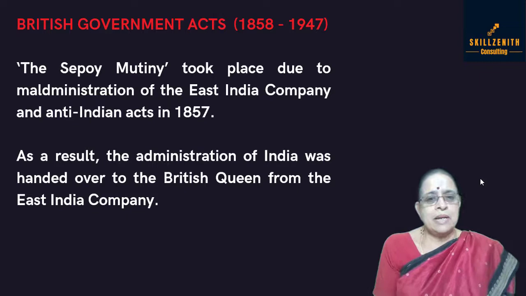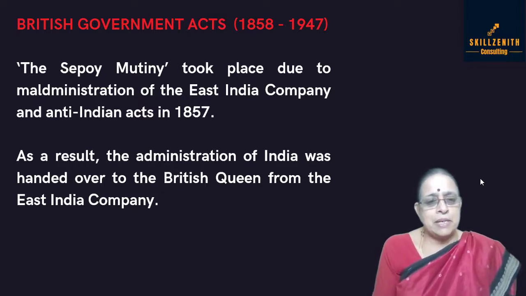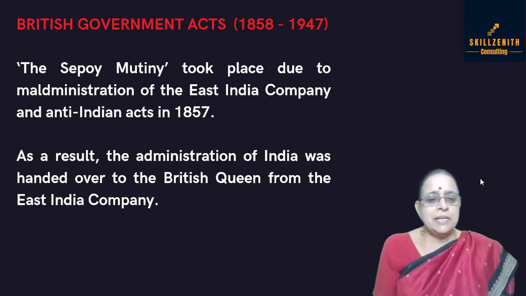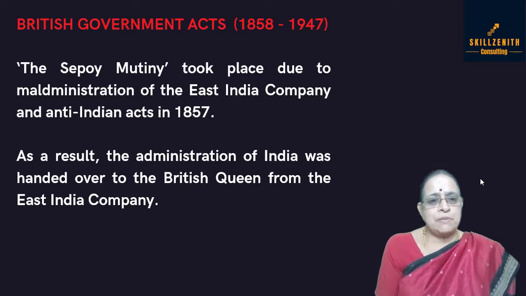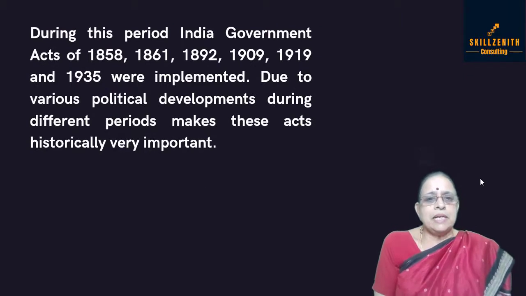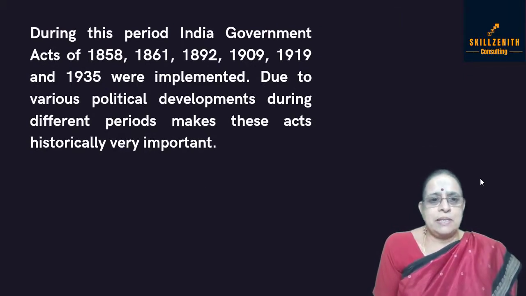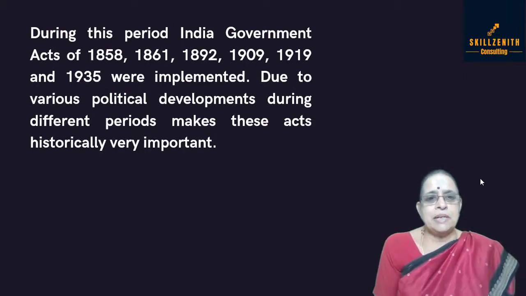As a result, the administration of India was handed over to the British Queen from the East India Company. When the British government realized that Indians were not tolerating the British rule or the maladministration of the East India Company, the administration of India was taken over by the British Queen. During this period, Indian Government Acts were passed in 1858, 1861, 1892, 1909, 1919 and 1935. They were implemented, brought into force.